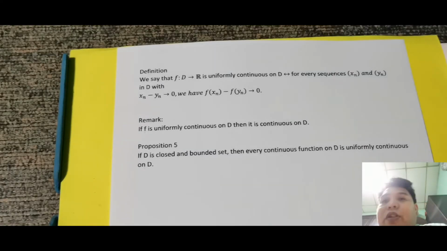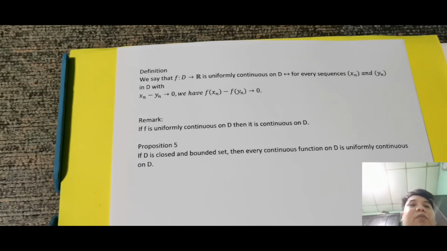Okay, so let's have the definition. We say that f mapping from D to the real numbers is uniformly continuous on D if and only if for every sequence x sub n and y sub n in D with x sub n minus y sub n approaching 0, we have f of x sub n minus f of y sub n approaching 0 also. So yan yung pagiging uniformly continuous.